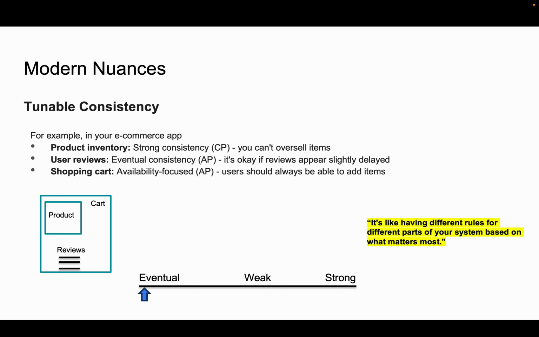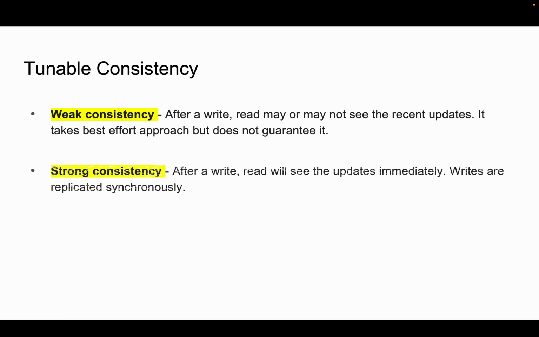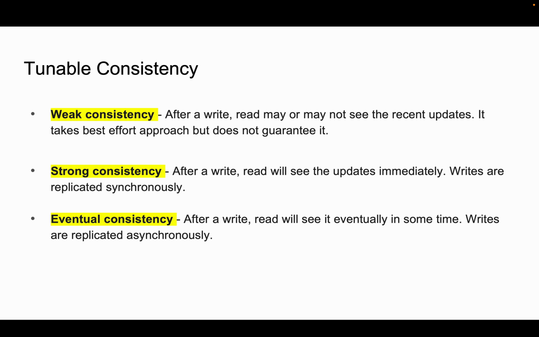Now let's understand the tunable consistencies, the eventual, weak, and strong consistency, through some examples. Weak consistency is where you write something to the DB, and a read may or may not see those recent updates. It takes a best effort approach but does not guarantee it. Strong consistency guarantees that after a write, every read will see the latest update, and the changes are replicated synchronously. With eventual consistency, after a write, a read will see it eventually, in some time. Writes are replicated asynchronously here.